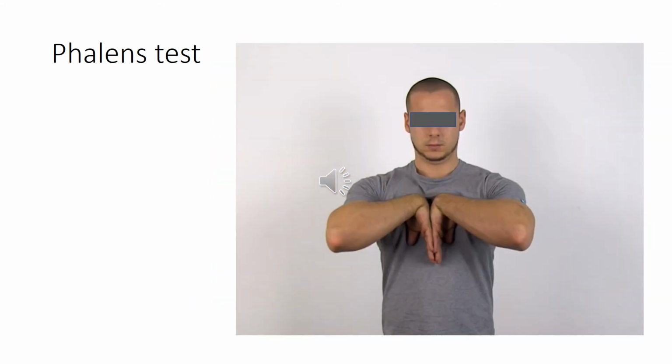And this is Phalen sign. For Phalen sign, you ask the patient to do wrist flexion in this position, as you can see in this picture, and hold that position for around 1 minute. This will also evoke the tingling sensation that the patient experiences mostly during the night.